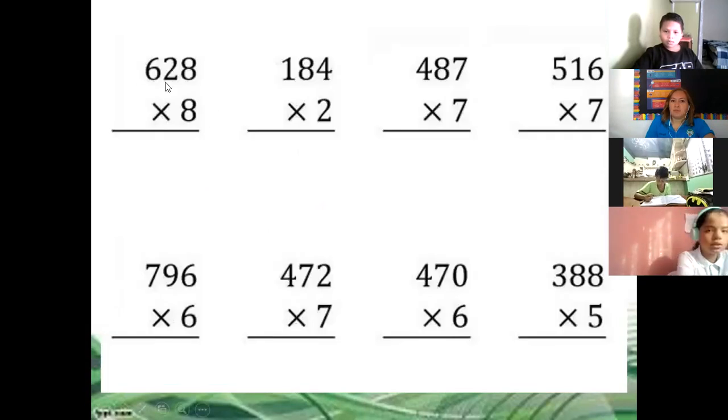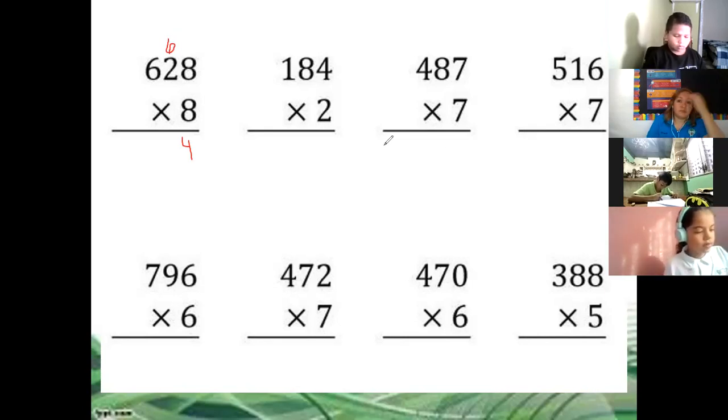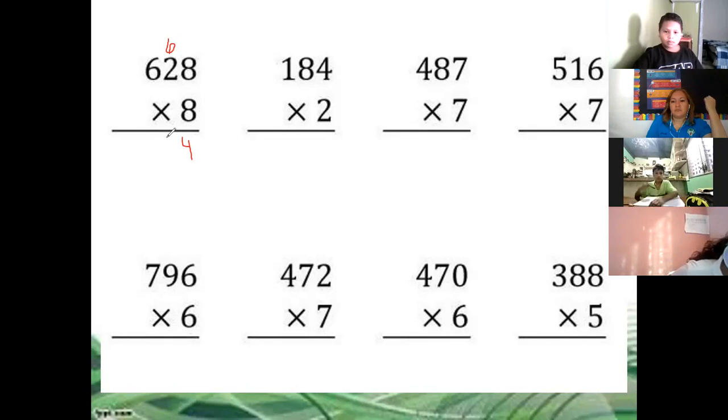This one. 3-digit multiplication. Santiago, let's multiply. Okay. 8 times 8 is 64. We put 64. We write the 4 and regroup the 6. Okay, 8 times 2, 16 plus 6, 22. We put the 2 and we regroup the other 2.